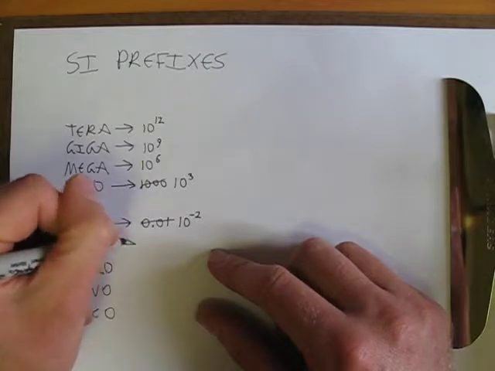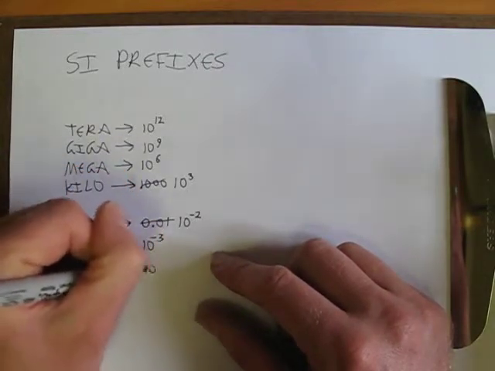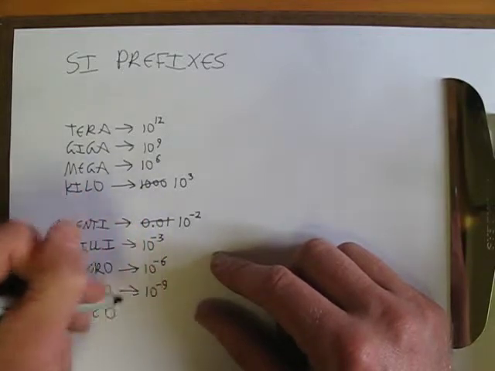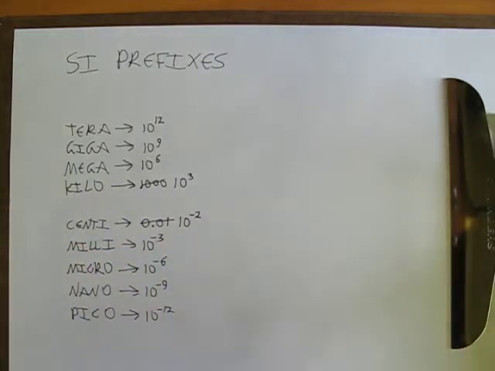Milli means 10 to the negative 3rd. Micro means 10 to the negative 6th. Nano means 10 to the negative 9th. Pico means 10 to the negative 12th. You really have to know these. I can't tell you how frustrating it is to have a physics student who doesn't know these. If you know them, you're all set. If you don't know them, you're going to be running into problems again and again and again.